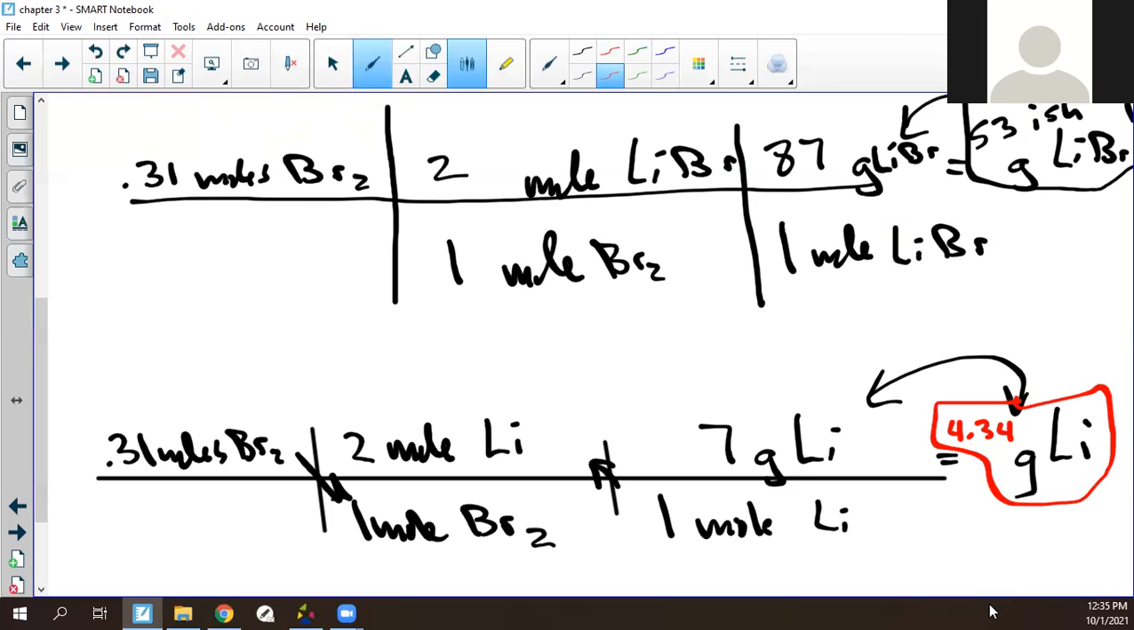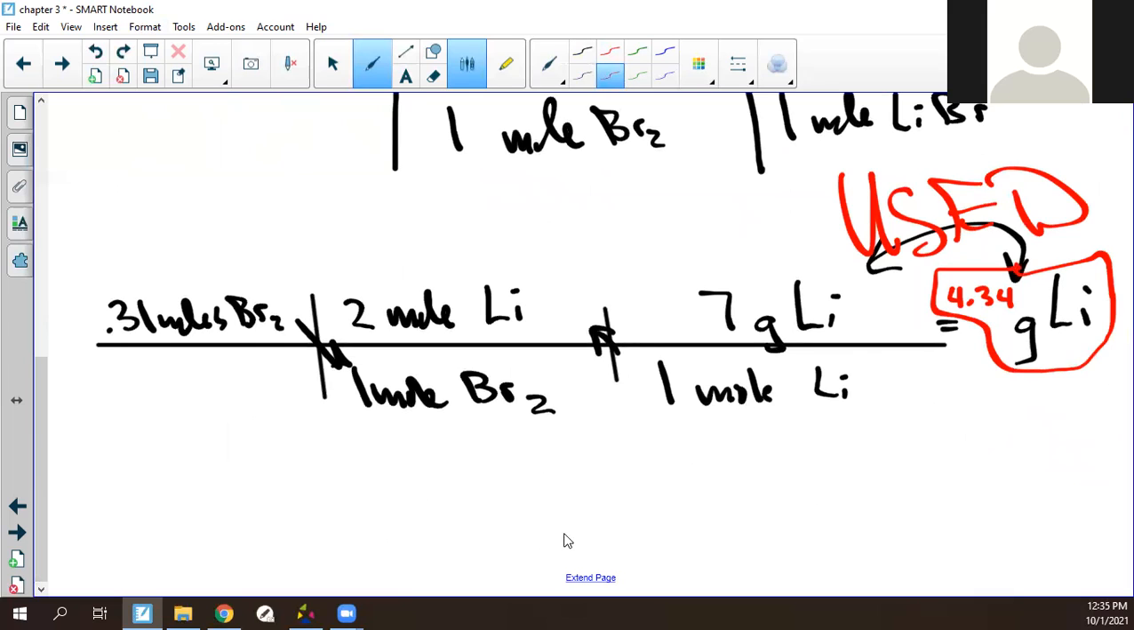Now, I put a box around that. Should I have? No. What is that? That is the amount used. See, I almost screwed up. I definitely was like, all right, we're done, next problem. But that's used. Even perfect Tom. So how much did I start with? Lithium? 25, right? 25 minus 4.34 equals 20.66.